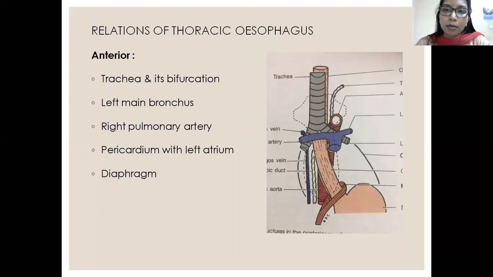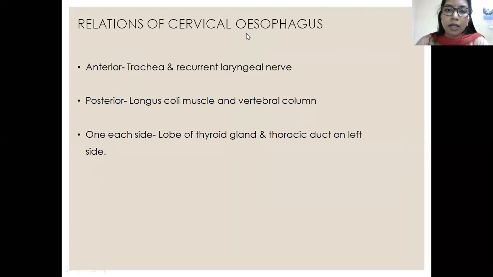Each of these has its particular relations. If you look at this diagram, this is your esophagus and this is your trachea. The trachea is anteriorly placed. Even in the neck, in the cervical esophagus, the anterior-most relationship is your trachea and recurrent laryngeal nerve. Posterior will obviously be your vertebral column with its longus colli muscle. On each side of this esophagus, you see a lobe of the thyroid gland, and the thoracic duct on the left side. So these are the relations of your cervical esophagus.